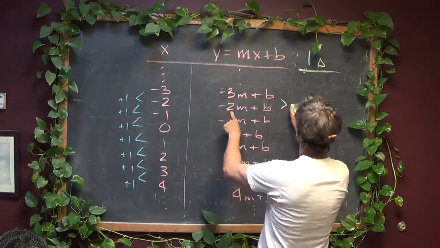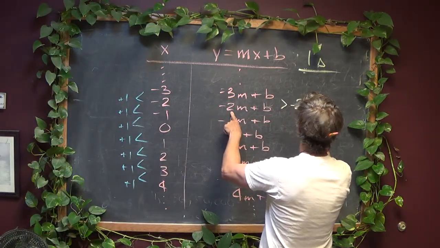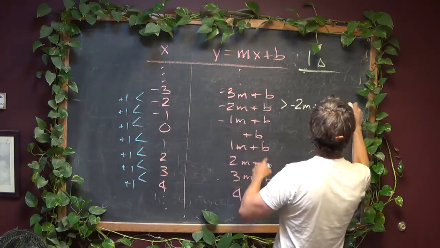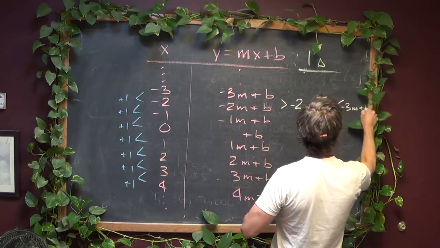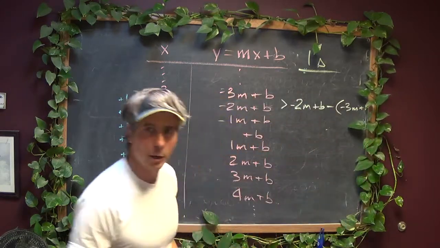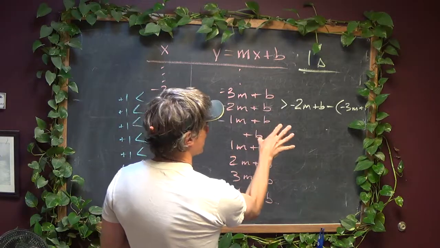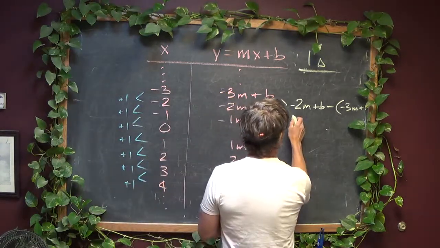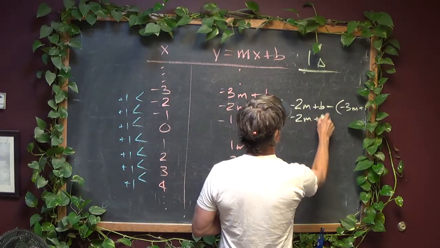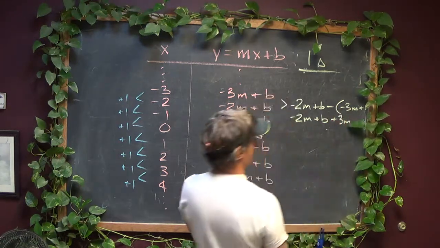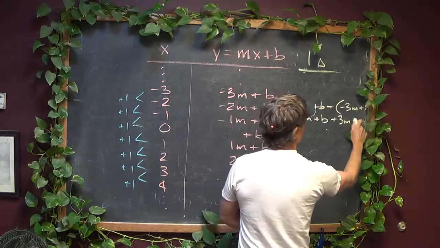So if I do -2m plus b minus -3m plus b. I'm just about out of board. I hope you can follow along with me here. If I look at just that expression, I've got -2m plus b minus a -3m, which is plus 3m, minus a b, which is minus b.